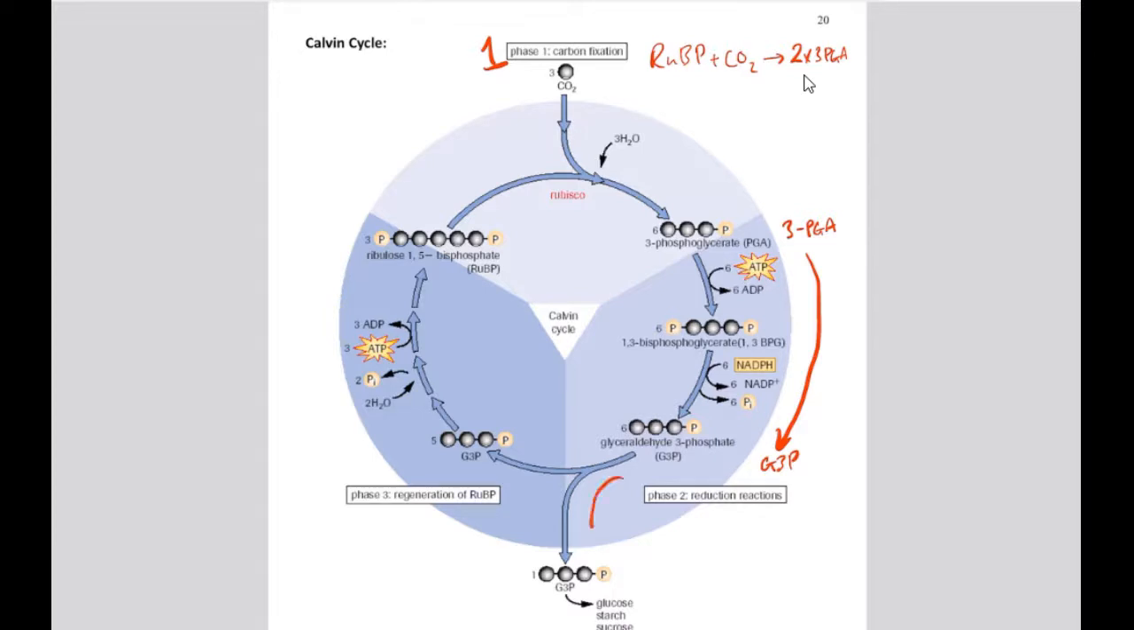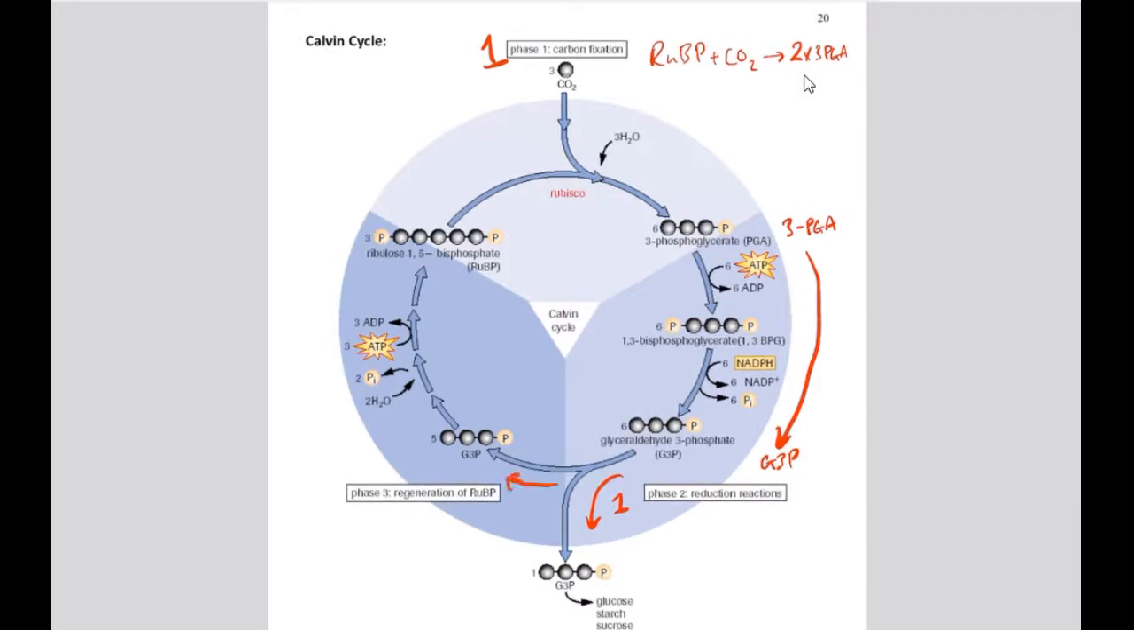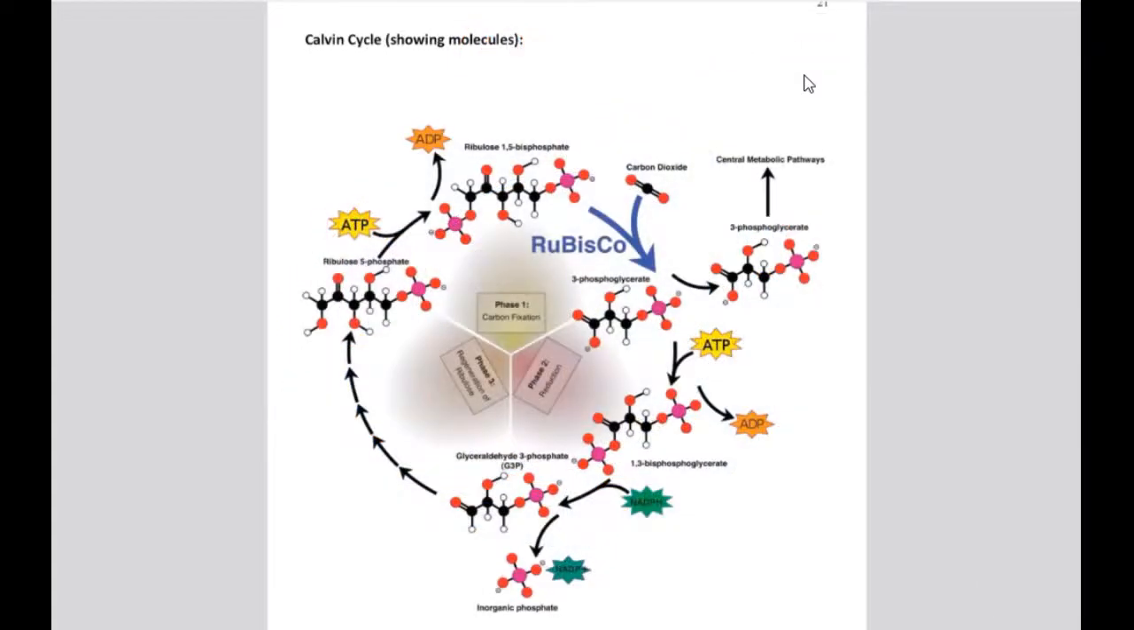I use one of them to go off and make a half sugar, and I use 5 of them to go off and make some more RuBP. So that comes back around to RuBP. So I have stage 1, fix the carbon. Stage 2, use the ATP and the NADPH in the reduction reactions. Stage 3, make more RuBP. And that's literally all I need to know first for stage 3. Makes more RuBP.